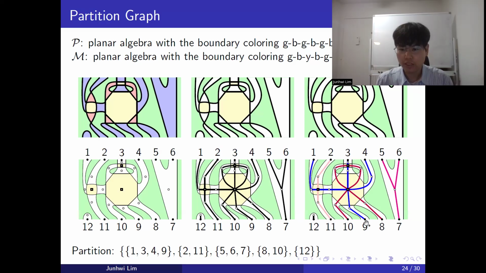Here, the edges are colored the same if and only if they are from the same component. And from this, we can extract the partition data from the connectivity. For example, 1 is connected to 3, 4, and 9. So in the set partition invariant, we have a block that consists of 1, 3, 4, and 9. Similarly, we have a block that consists of 2 and 11, 5, 6, 7, and 8, 8 and 10, and 12.